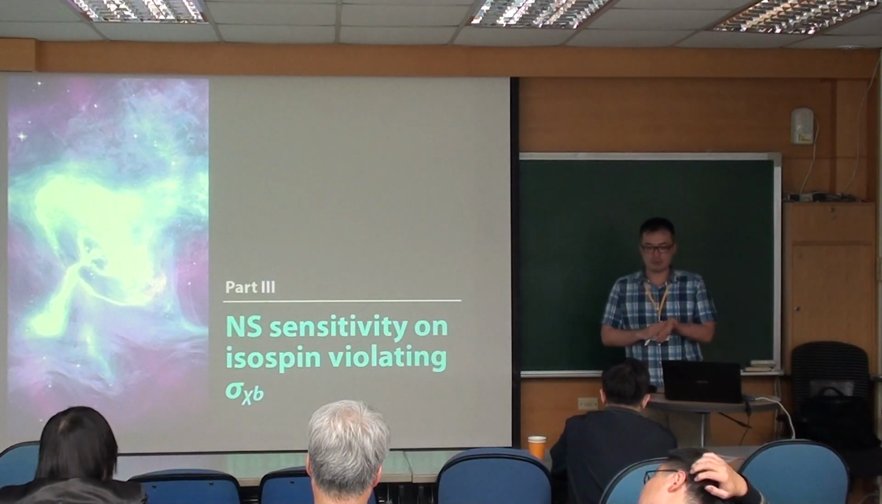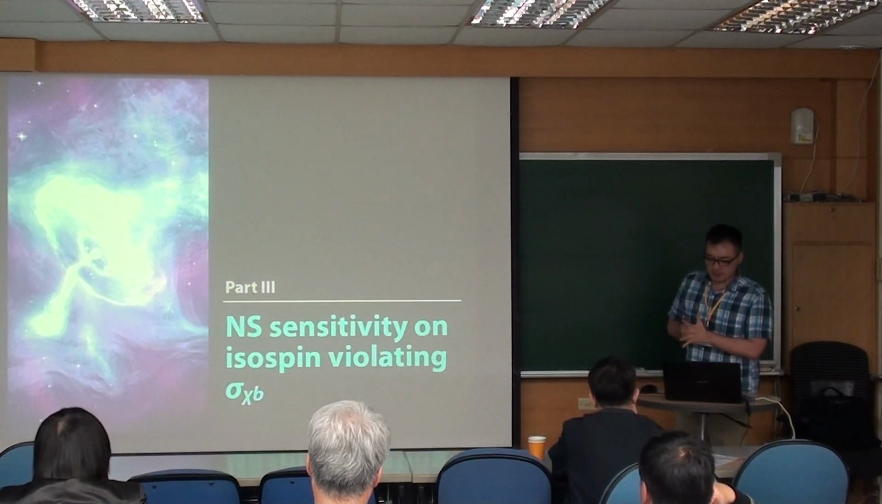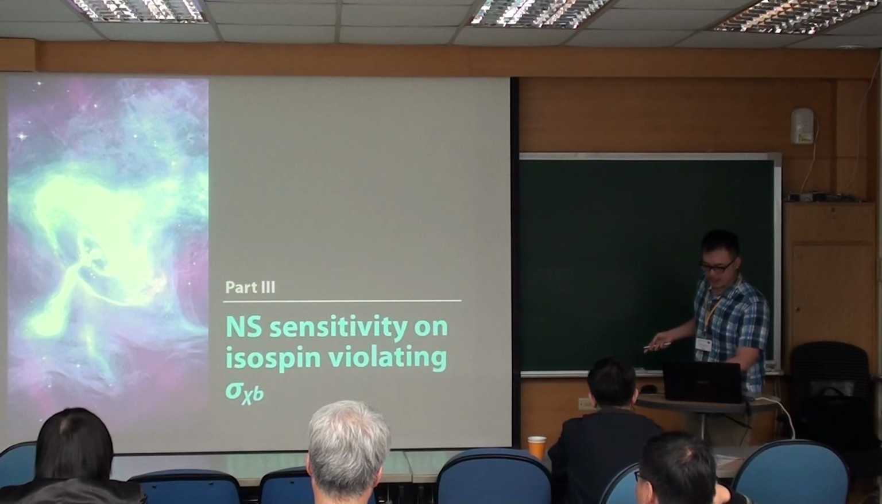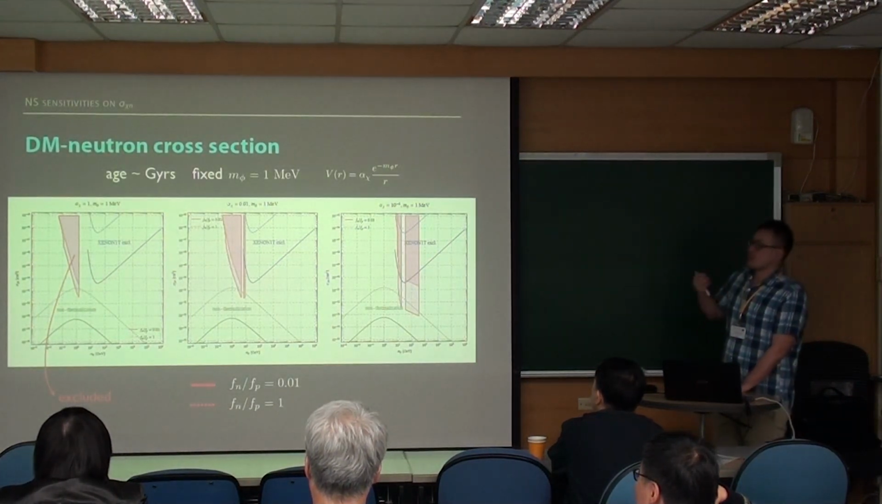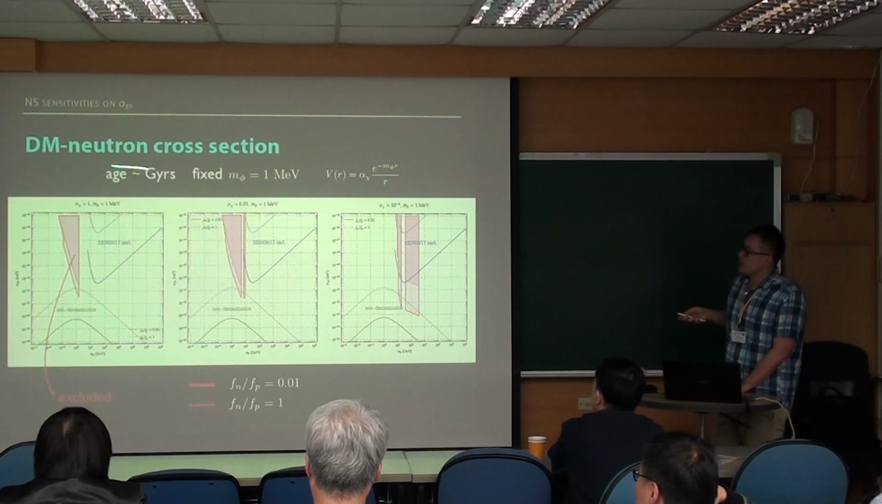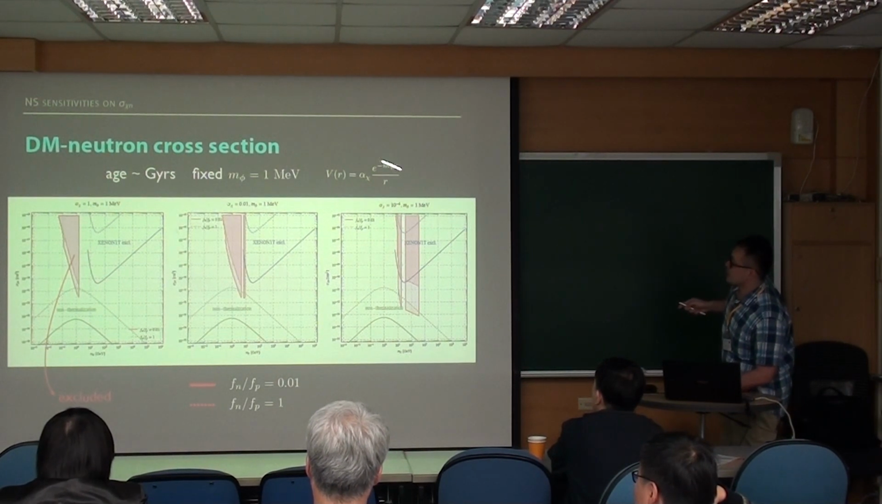So let me move on to the numerical result. Now, how can we probe such dark matter properties based on these ideas? Okay, so assuming a neutron star is 50 years old, and the dark matter interaction can be described by the potential.